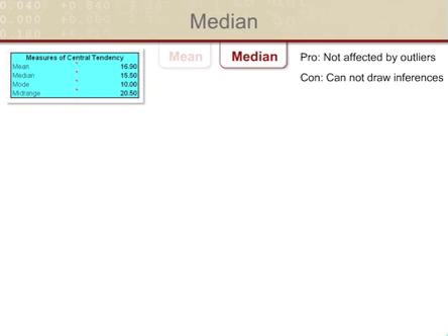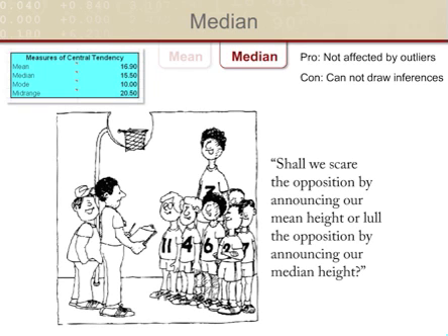I have a cartoon I love to show, which has these 5 basketball players, 4 that are relatively short and 1 super tall. And on the bottom, the caption reads, "Shall we scare the opposition by announcing our mean height, or lull the opposition by announcing our median height?" And if you understand the two concepts, that would make a lot of sense to you. Of course, in basketball they're pretty obsessed with height as being the most important statistic that they report anyway.